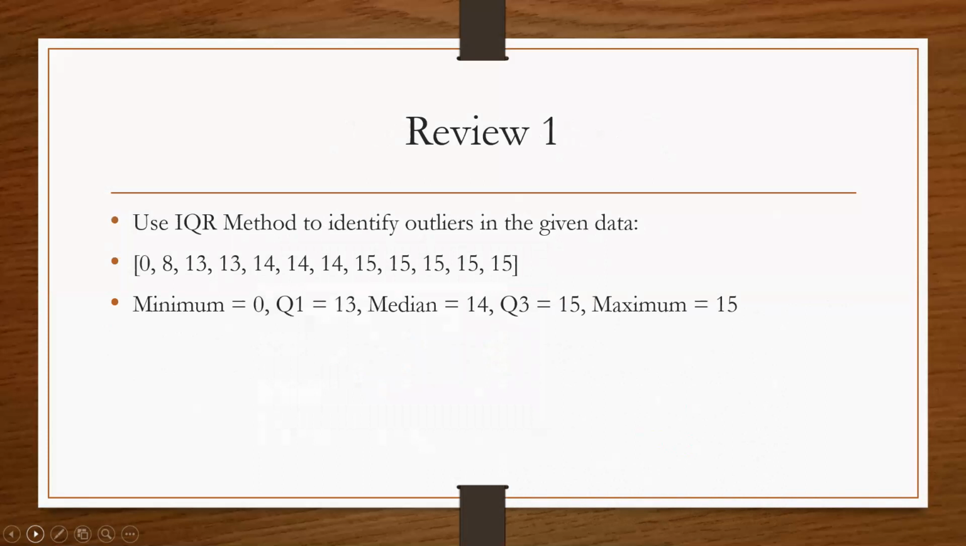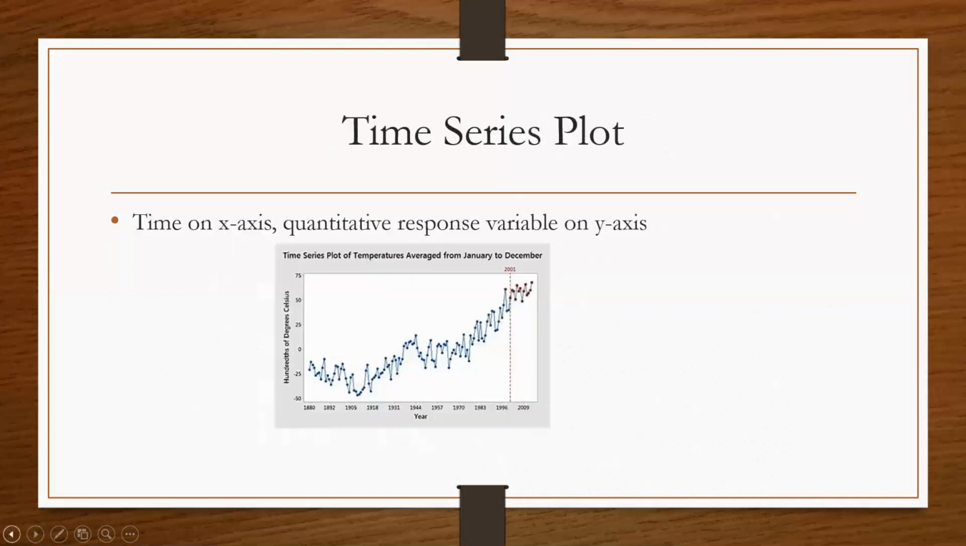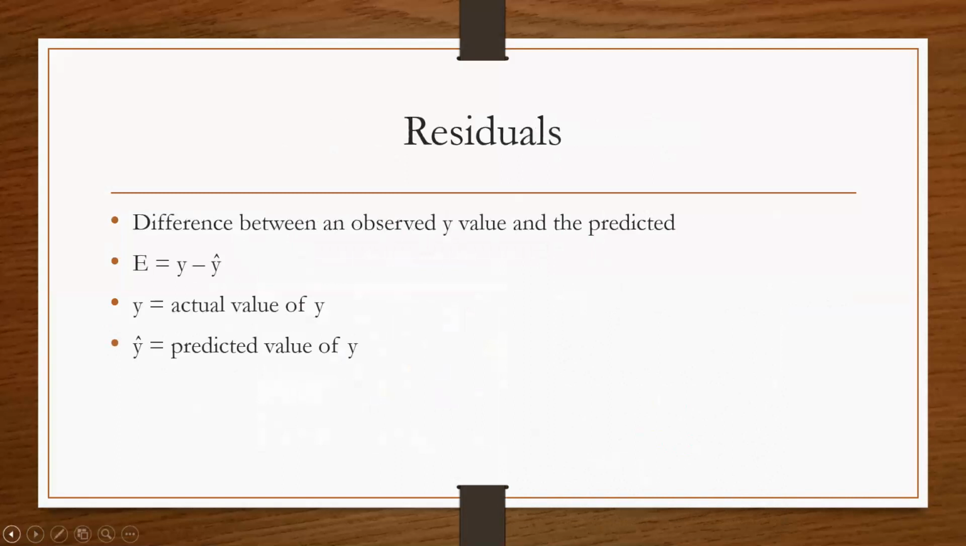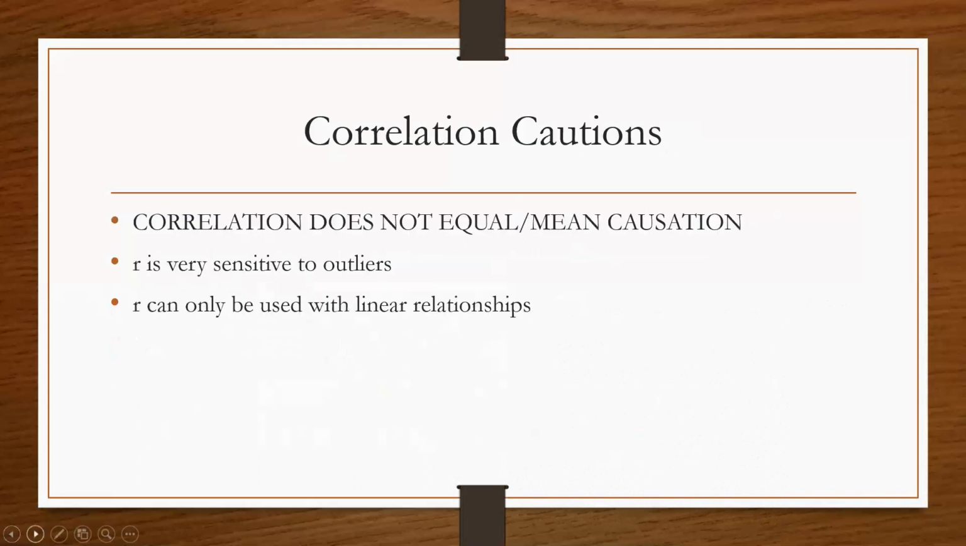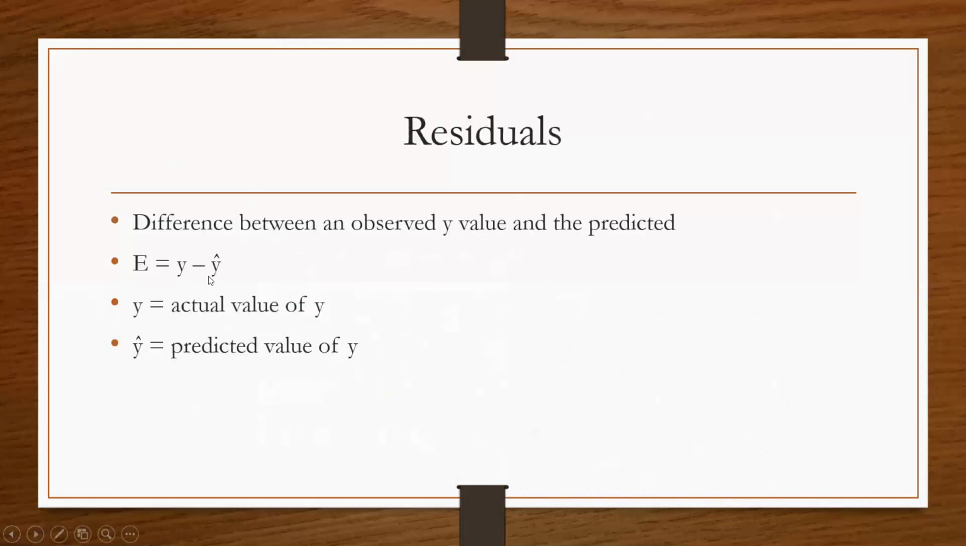For this one, you just need to use the IQR. What was the one before scatter plot? You mean residuals? Okay, yeah, residuals. e is the residual: the actual value y minus the predicted value y.